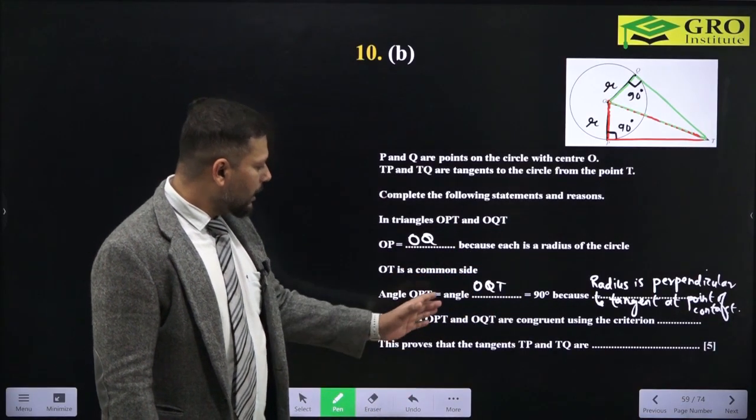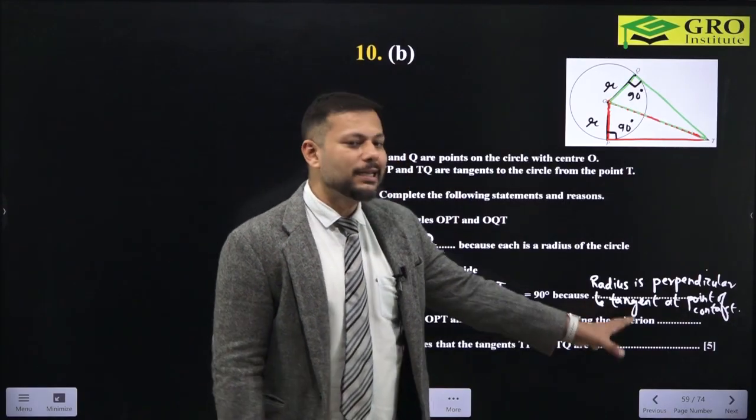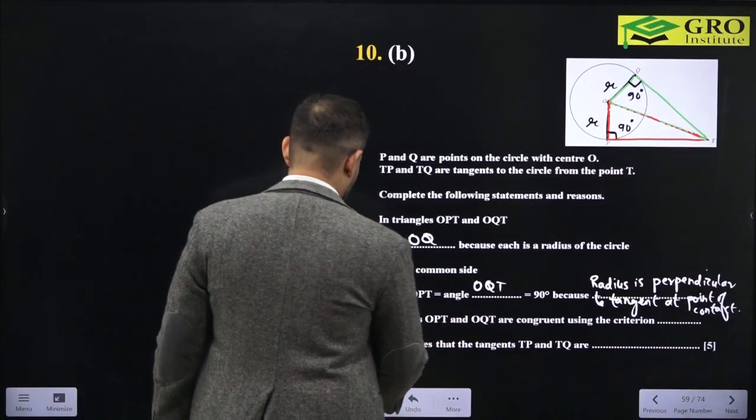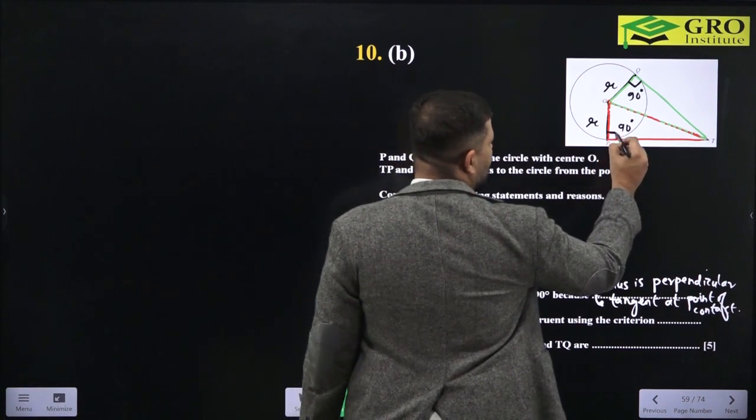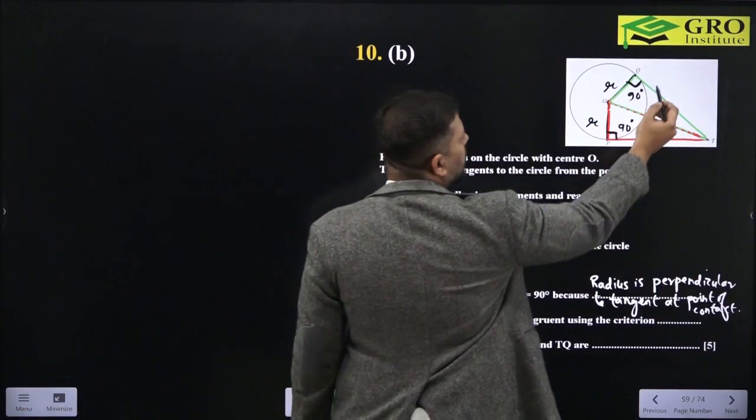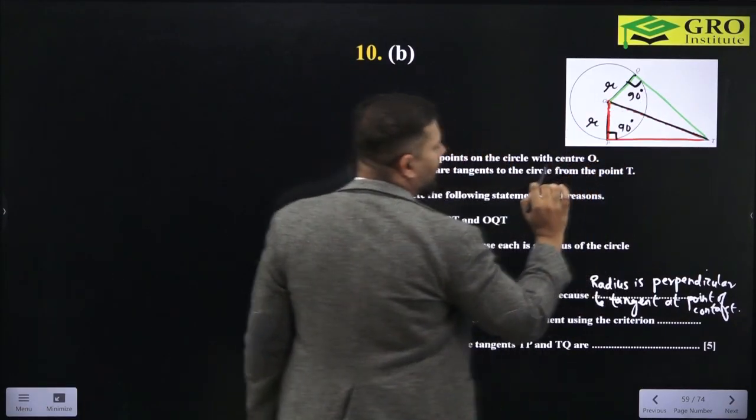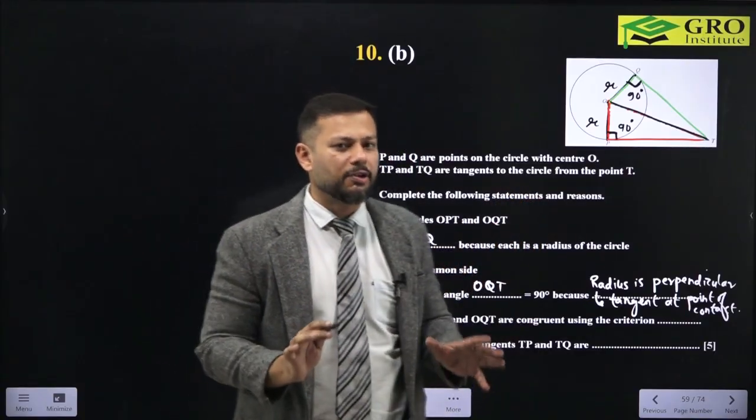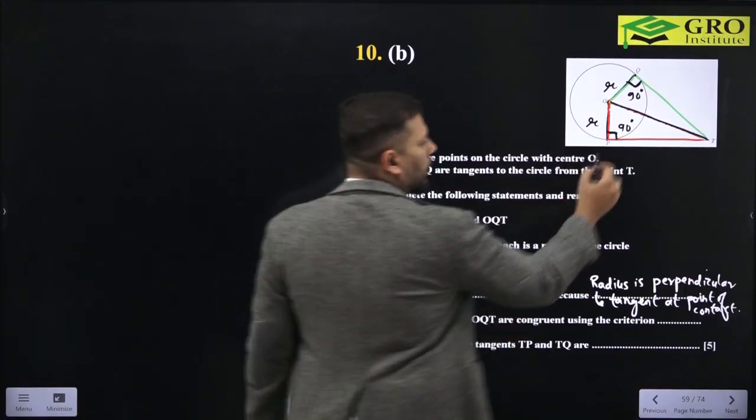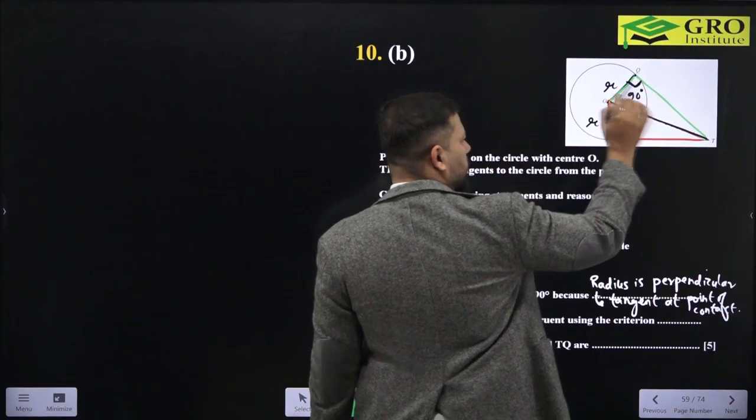So now triangles OPT and OQT are congruent using the criteria. What criteria have we used? Let us look at it. If I talk about the criteria, we have taken 90 degree. That means it's right angle. We have taken the hypotenuse of both the triangles, that is OT. How come I am sure that OT is the hypotenuse? Because we know hypotenuse of a right triangle is opposite to the 90 degree angle. So if we talk about this is 90 degree angle, so opposite to it is OT, and for this triangle also the opposite side is OT.